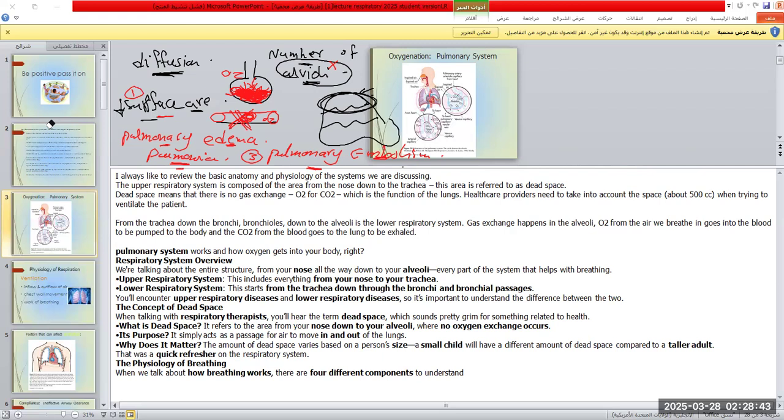Pulmonary edema and pneumonia will interfere with the thickness here. It will increase the thickness of the wall that oxygen has to overcome to get into the blood. And lastly, the pulmonary embolism, which means there's a thrombus here, an obstruction here. Okay?